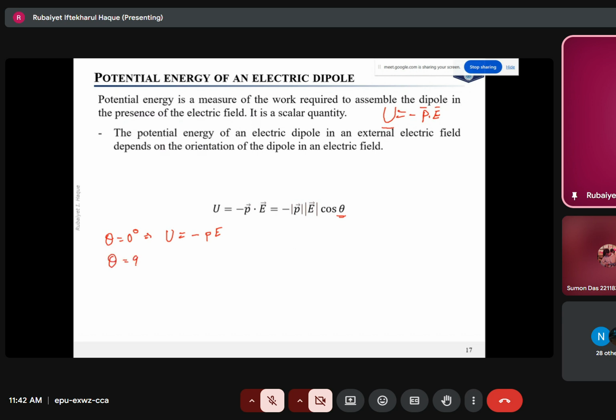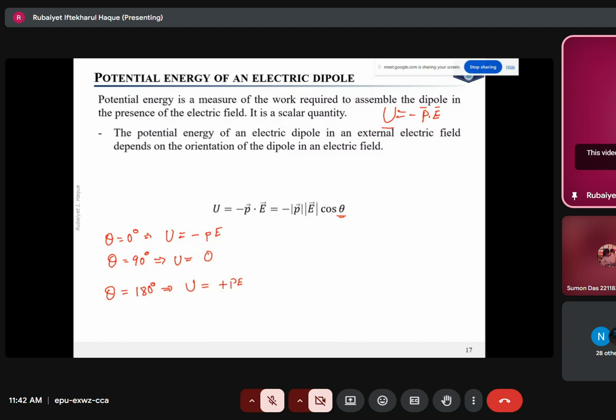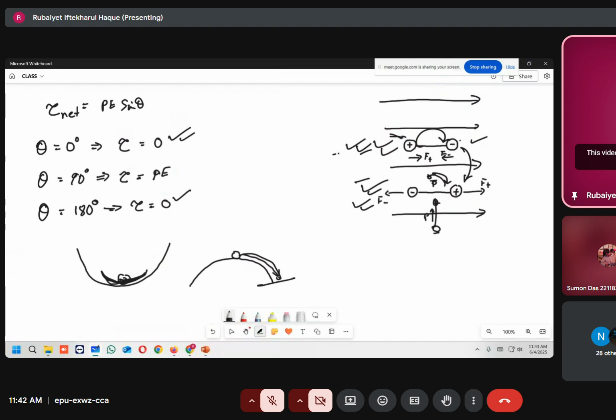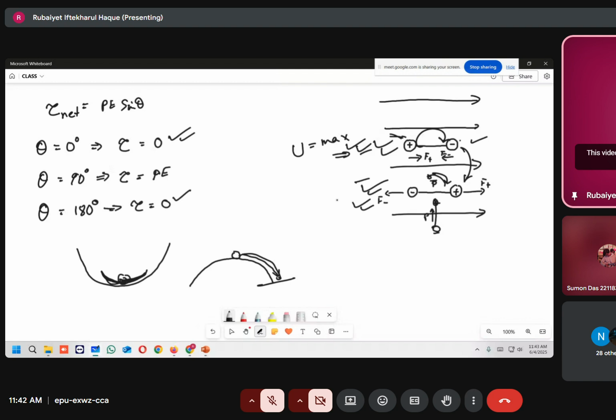When theta equals 90 degrees, U will be equal to 0, because cos 90 degrees equals 0. When theta is anti-parallel, 180 degrees, then U will be equal to plus PE, because cos 180 degrees equals -1. So you can see in this particular orientation your U will be max because plus PE, and in this orientation U is minimum because of minus PE.